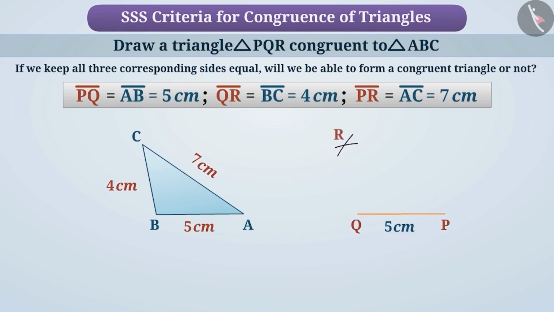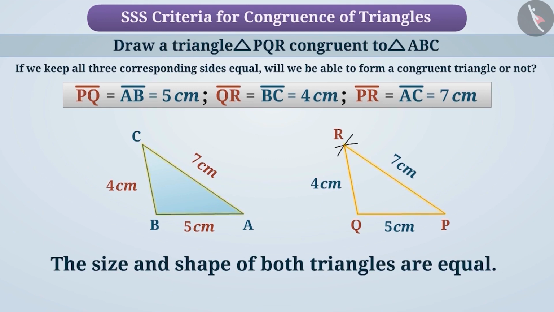The point of intersection of the two arcs will be the point R, which is at a distance of 4 cm from Q and 7 cm from P. Now we will join it with P. If we place triangle ABC on triangle PQR, we observe that they cover each other completely, which means that both triangles have the same size and shape. Hence, both triangles are congruent.